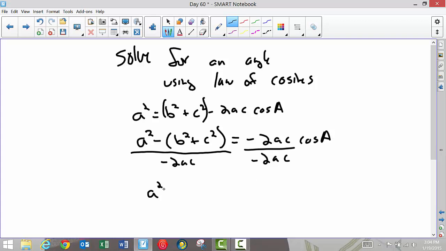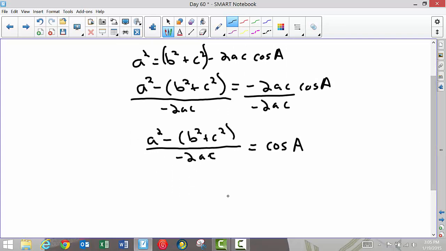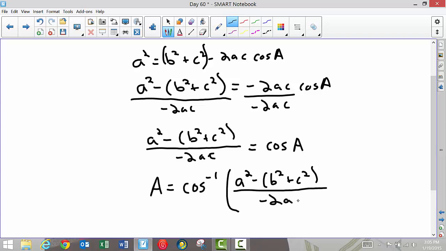So now I have a squared minus parentheses b squared plus c squared all over negative 2ac will give me the cosine of A. So if I scroll down, therefore I know that angle A is going to be the cosine inverse of this big equation of a squared minus parentheses b squared plus c squared all over negative 2ac. And that's how you get an angle using law of cosines. You don't have to remember it. You can do the procedure that I did in the last example. But this is something that you should memorize.